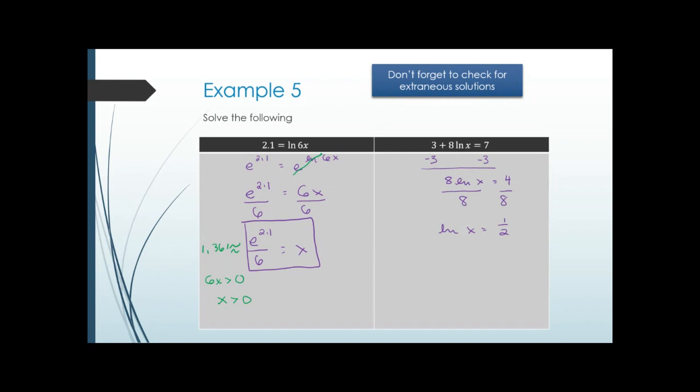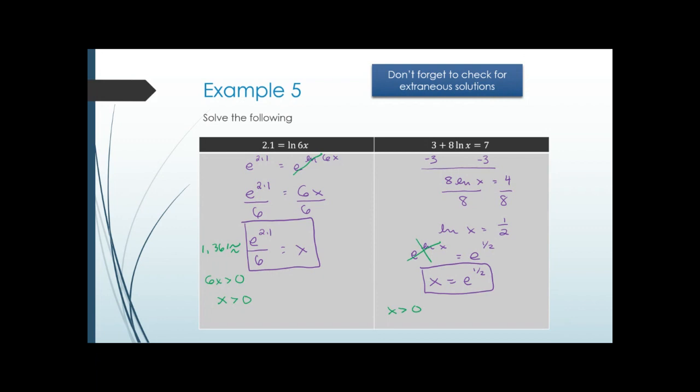So now to get rid of the natural log, I have to do e. So I have e to the natural log of x equals e to the 1/2. So I'm going to cross out my e and the natural log. Those cancel, and we're left with x equals e to the 1/2. And I know this is not an extraneous solution because according to our domain of the natural log of x, x has to be greater than 0, and e to the 1/2 is greater than 0. So I've solved and I have a solution. There were no extraneous solutions for these two.